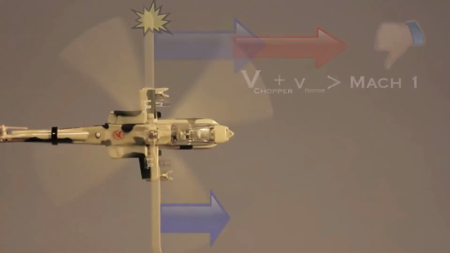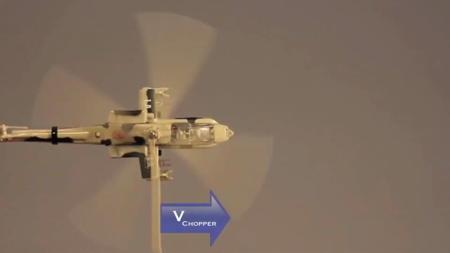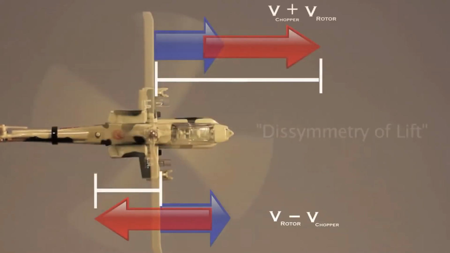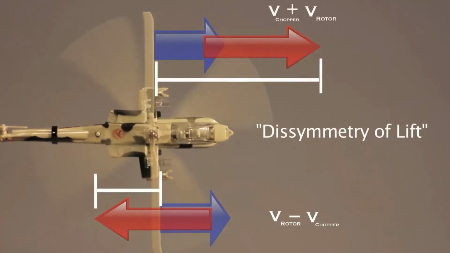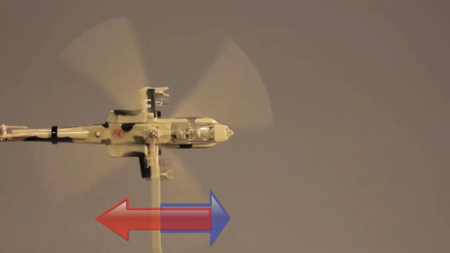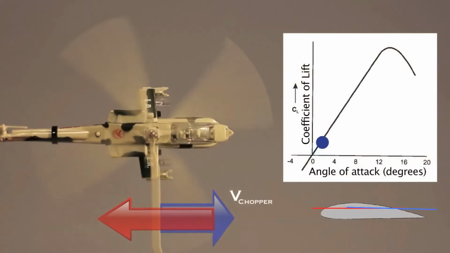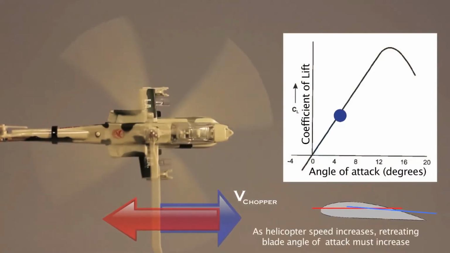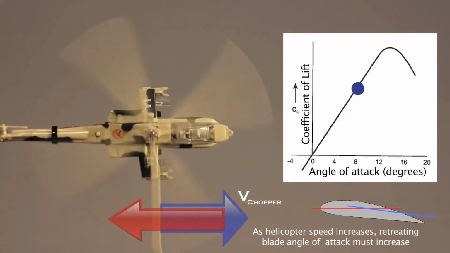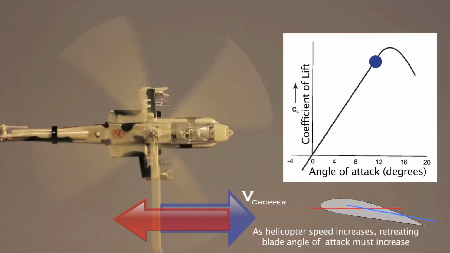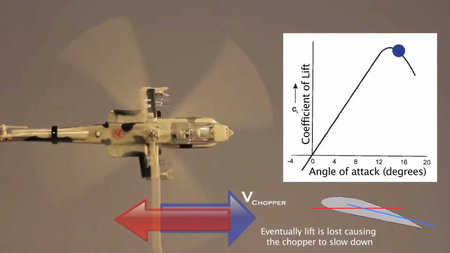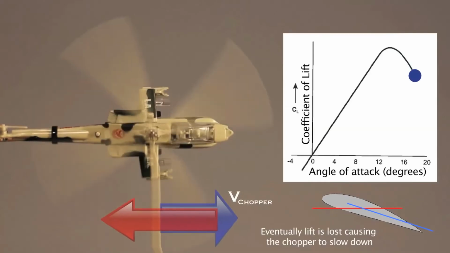The retreating blade sees the same airflow of the vehicle movement, but because the blade is traveling in the opposite direction from that movement, the actual airspeed of that rotor is less. This creates something called dissymmetry of lift. And to counteract this, the rotor on the retreating side is given more pitch to produce more lift. This works up to a point, but if the helicopter goes too fast, the pitch becomes too great and you lose lift, creating what's called a retreating blade stall.